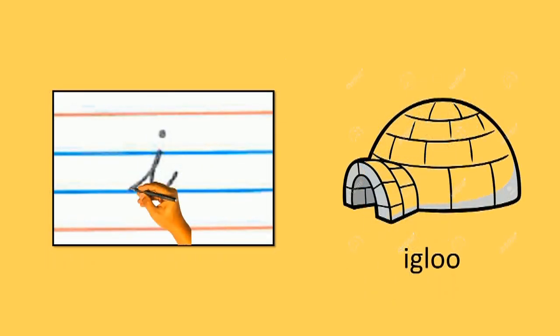Letter I. Start from the second blue line. Slant line up to the first blue line, come down and out. Put a dot up. E, E, igloo.